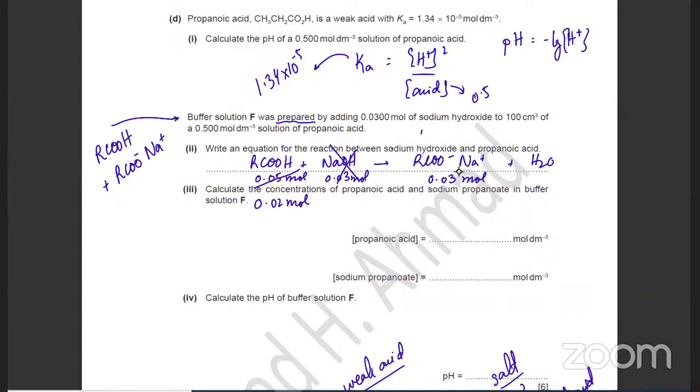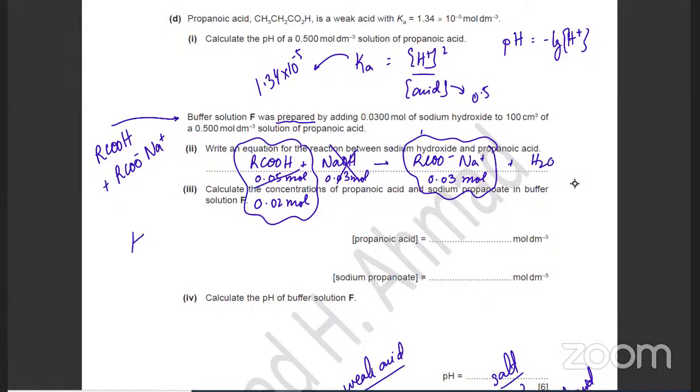Is that clear? Yes, sir. So now he's asking for 0.03 of water as well. But I'm not interested in the water. It will produce 0.03 moles of water, but we're not interested in the water. Now it's a buffer because you've got the conjugate base or the salt, and you've got the weak acid as well. So these two combined are forming a buffer.